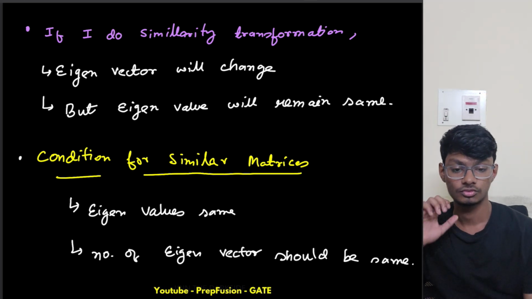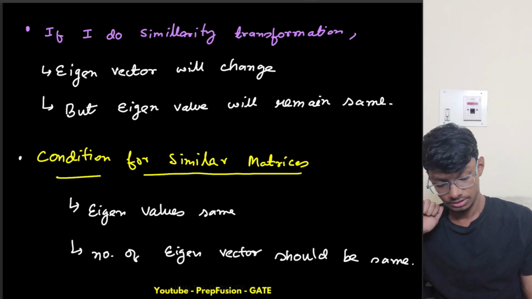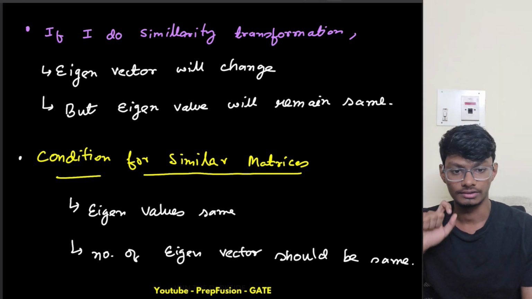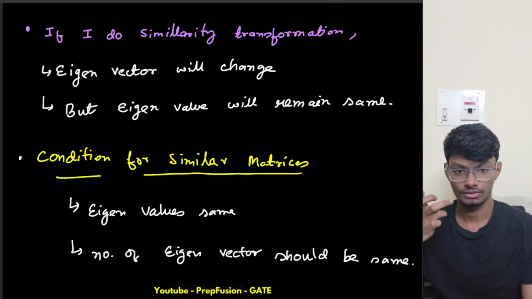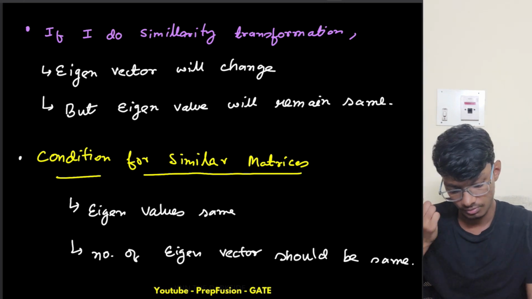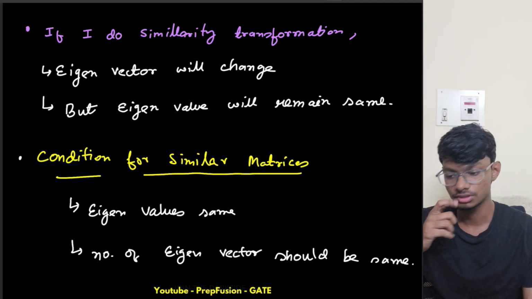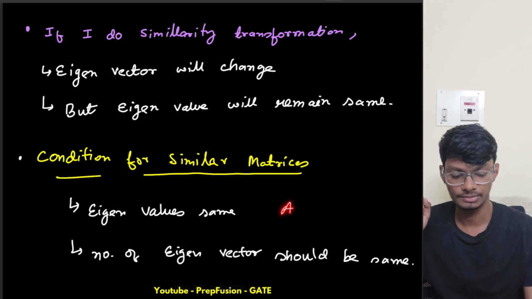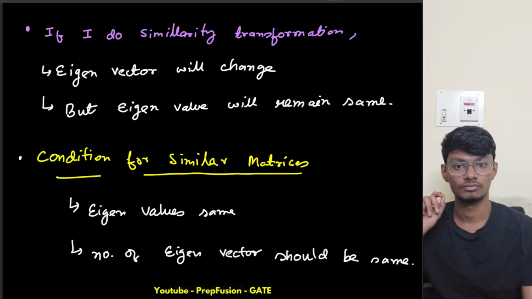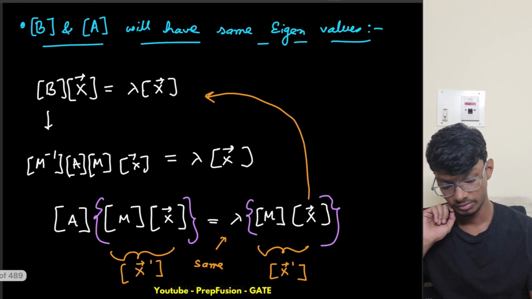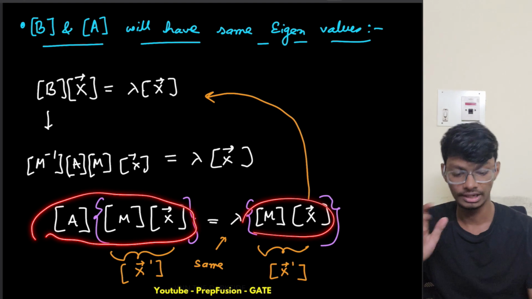So what do I mean by this? Why do I say the number of eigenvectors should be the same? If A has repeated eigenvalues, can you tell me the number of eigenvectors? We can't, right? It may have two different eigenvectors, it may have only one eigenvector. So I won't be able to transform with the help of this equation.